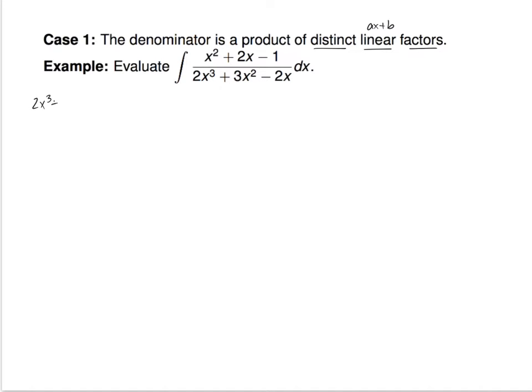2x cubed plus 3x squared minus 2x. What's the first thing that you can take out? The x, great. x times 2x squared plus 3x minus 2. Then that is 2x times something and x times something. I think that's 2x minus 1 and x plus 2. Let's see that, 2x minus 1, x plus 2. Do you guys agree, is that a good consensus? Okay. Makes sense?